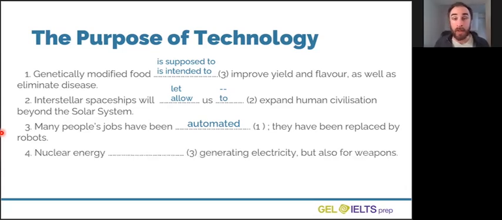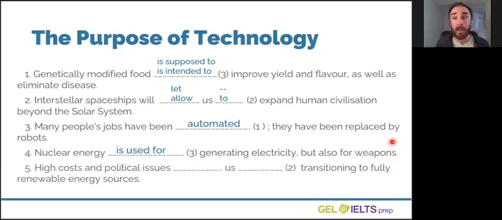Number 4, we are missing 3 words. Nuclear energy, generating electricity, but also for weapons. Look at the next question below this video, and can you write 3 words to complete this sentence? The correct answer is used for. Nuclear energy is used for generating electricity, but also for weapons. Remember, after for, we get an ing form of the verb, or we just get a noun, for weapons.